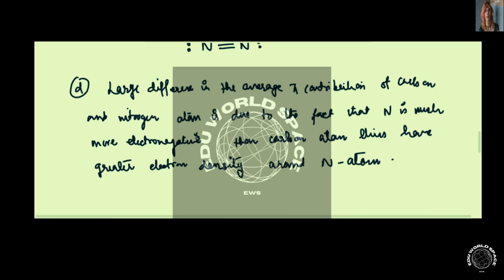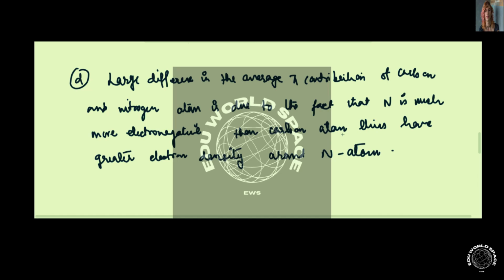So the D part says the large difference in average pi contribution of carbon and nitrogen atoms is due to the fact that N is much more electronegative than the carbon atom, thus having greater electron density around the atom.